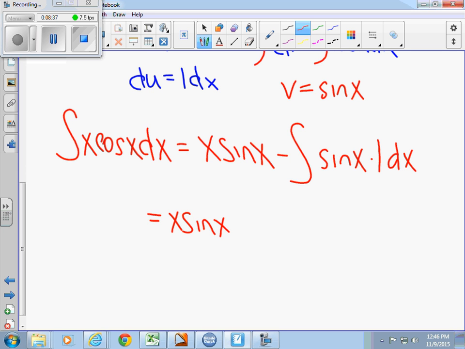What is the integral of sine of x? Would be plus cosine of x. Does everyone know why it's plus cosine? Negative, negative. And then, of course, what am I always going to write on an indefinite integral?